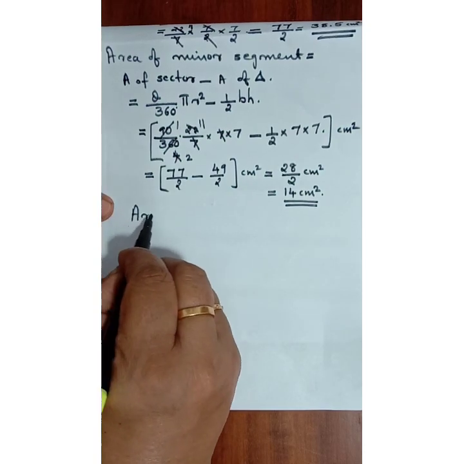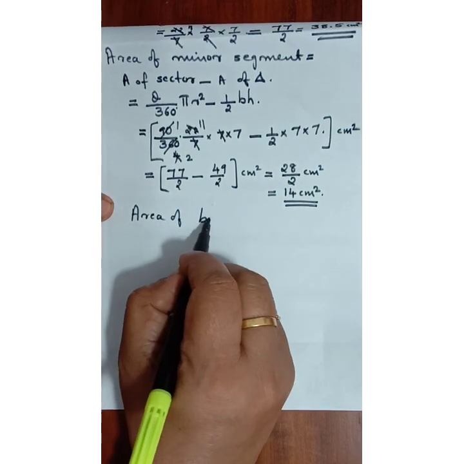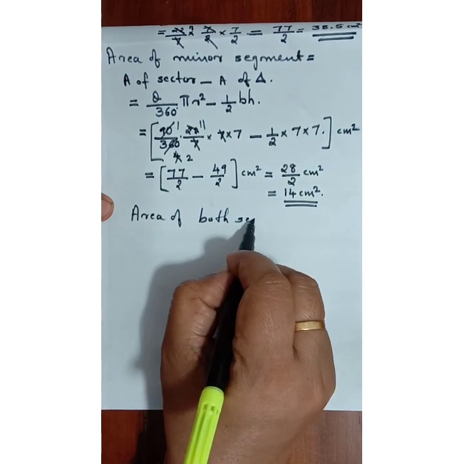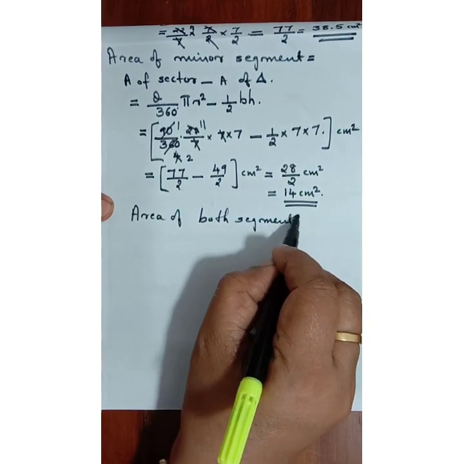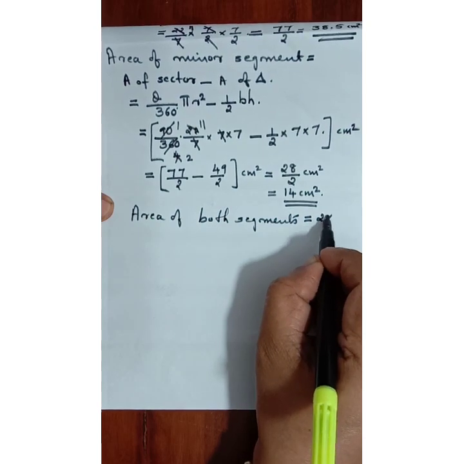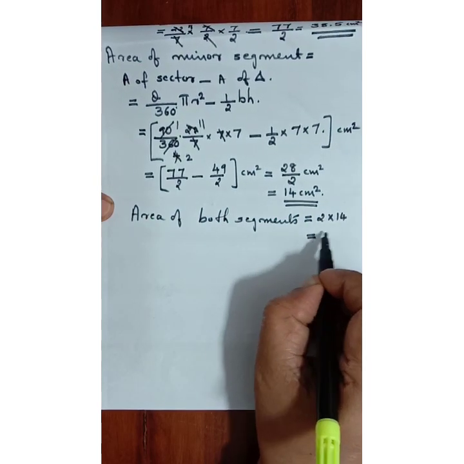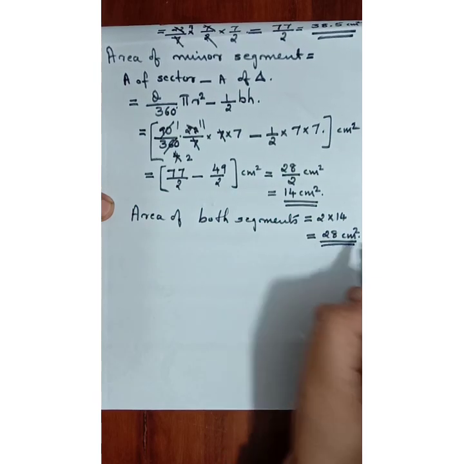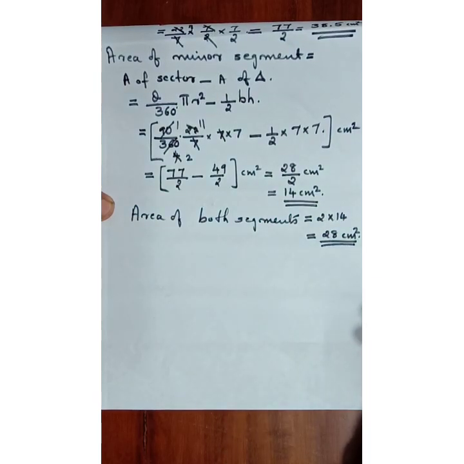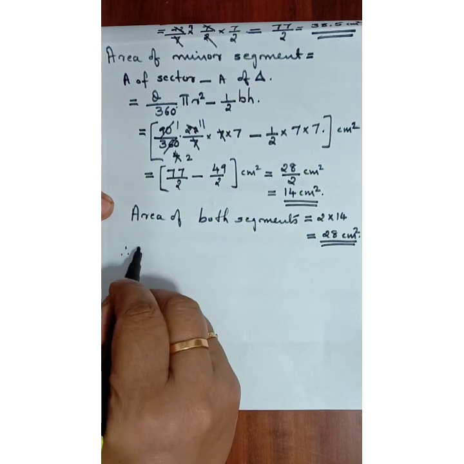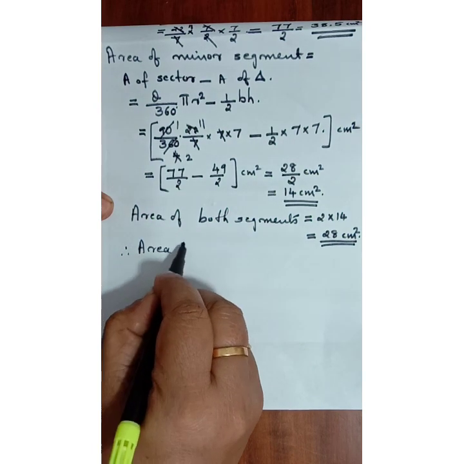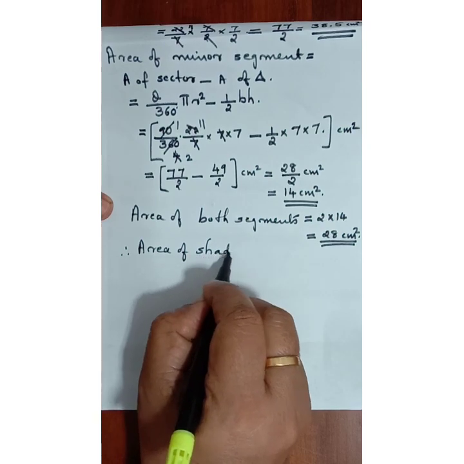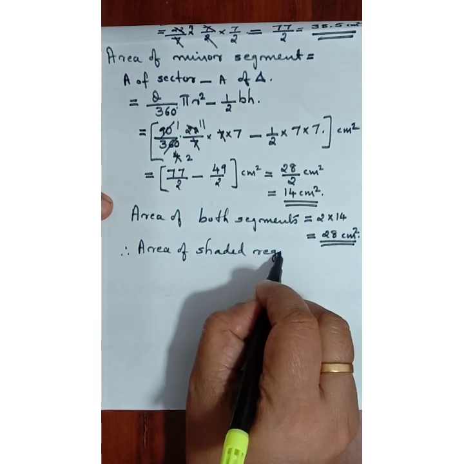Area of both segments is equal to 2 into 14, that's equal to 28 cm square. Now we have the shaded area as the area of the circle plus the area of both the segments. Therefore, the area of the shaded region, together we are going to write.